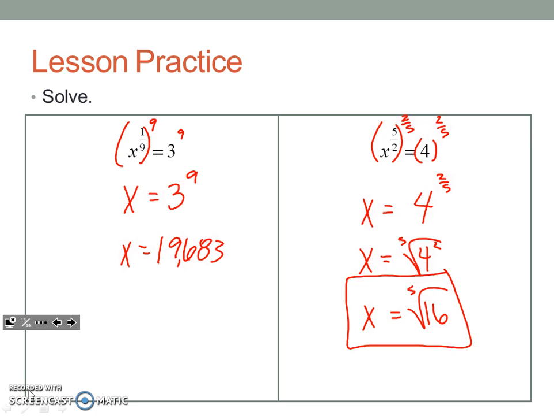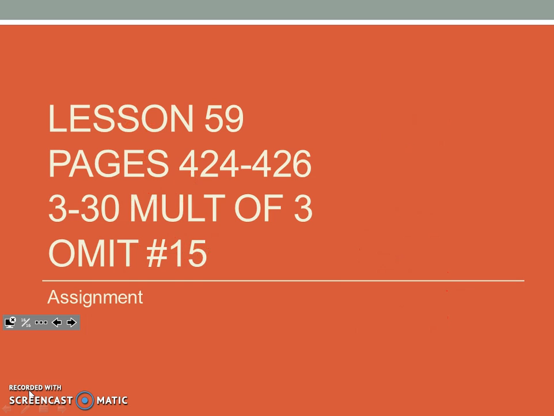Okay. So that's it. Homework is on the next slide. Got a book assignment, 3 through 30, multiples of 3. So 3, 6, 9, 12. Don't do number 15.